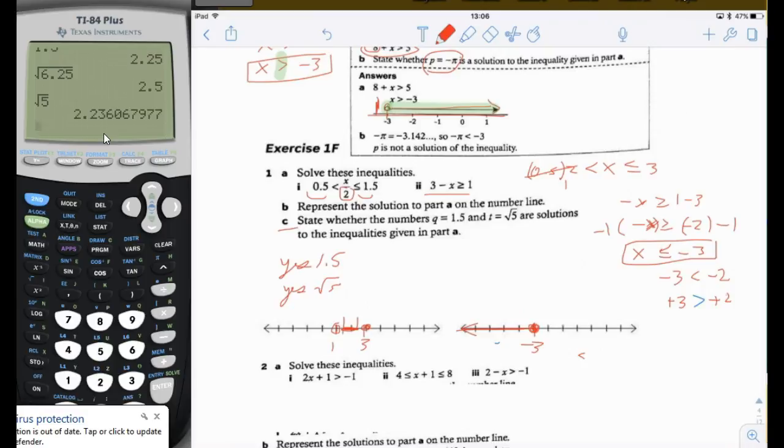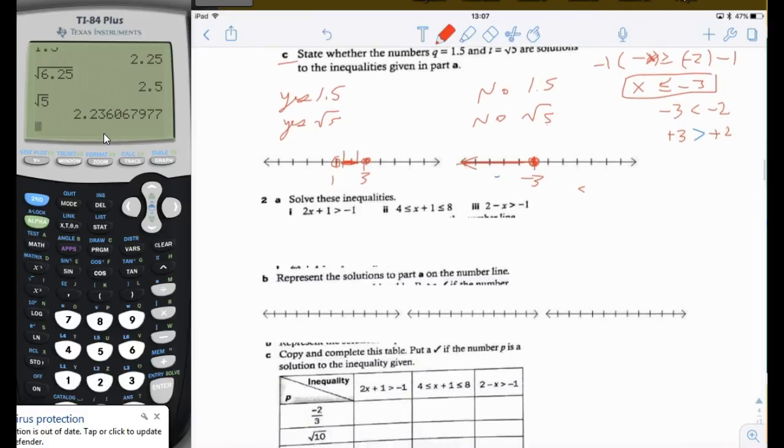interval, which is x is less than or equal to negative 3? No, the point 1.5 is not part of the solution, and square root of 5 is also not part. They're both positive numbers, and you can see that the solution to 3 minus x is greater than or equal to 1 is the negative numbers below negative 3, so they're not part of the solution.